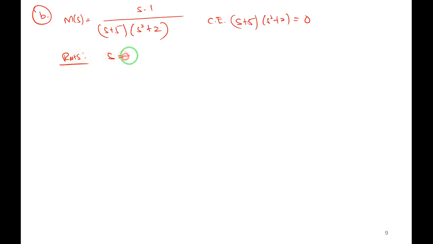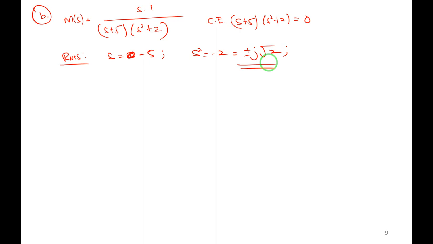So we'll find out the roots. s equal to minus 5 is one of the roots. Then s square plus 2, s square equal to minus 2. So what will I be getting? Plus or minus j root 2, right? Yes or no? Is it correct? Please tell me if it is wrong.